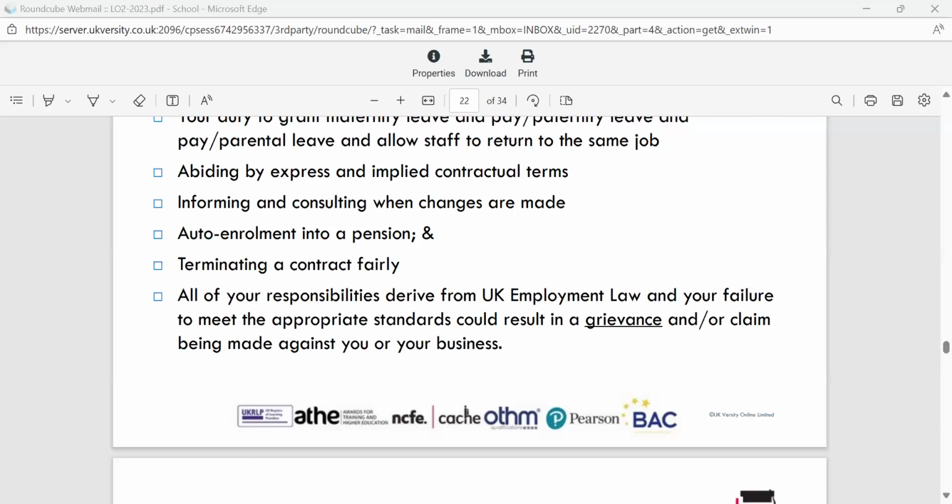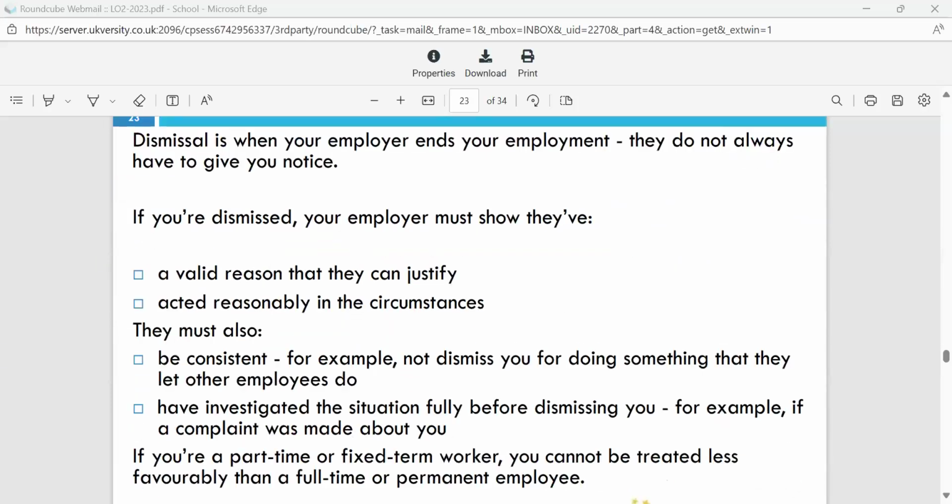So, employers' rights and responsibilities are to ensure that they provide these for the employees and make sure throughout the workplace that they provide the services for the employee. The next element is looking at dismissal. Dismissal is when an employer ends your employment, which can happen with or without notice and is known as being sacked or fired.